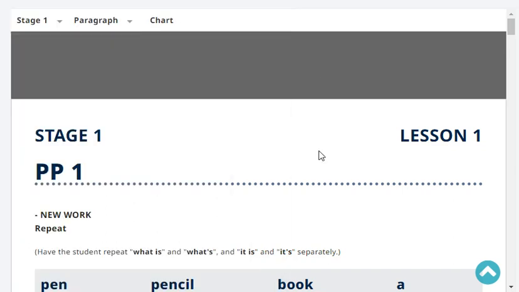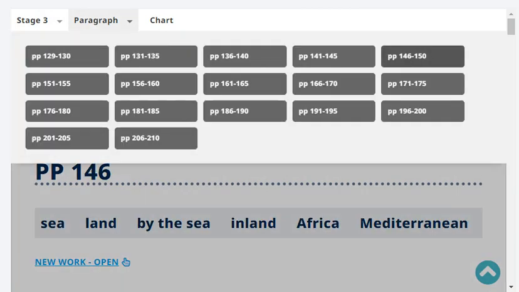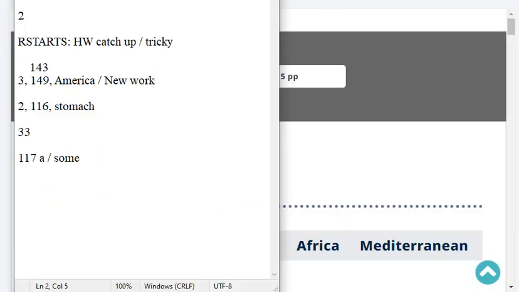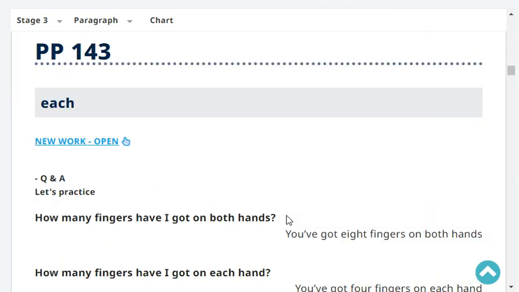At stage 3, paragraph page 149. Okay, and our last word was American, new word type of lesson. Okay, so let's start with our revision. Ready? Okay. Here we go.